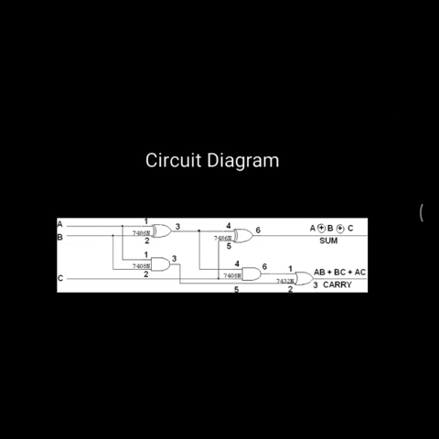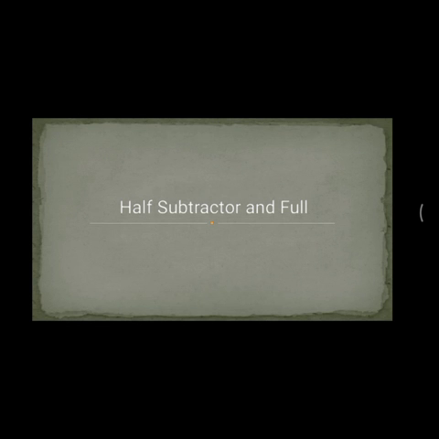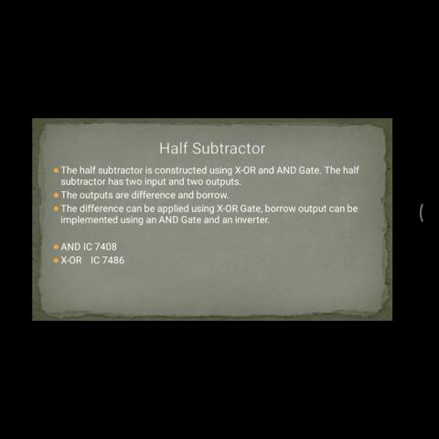This is the circuit diagram of a full adder. Now we are going to see about half subtractor and full subtractor. Half subtractor is constructed by using XOR and AND gate. The half subtractor has 2 inputs and 2 outputs. The outputs are difference and borrow.